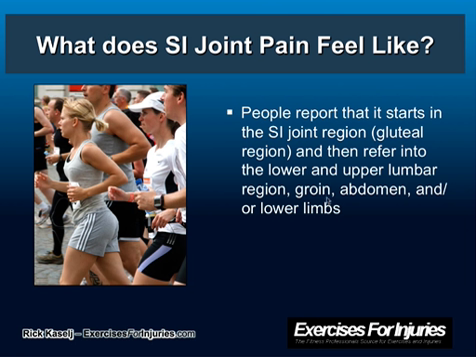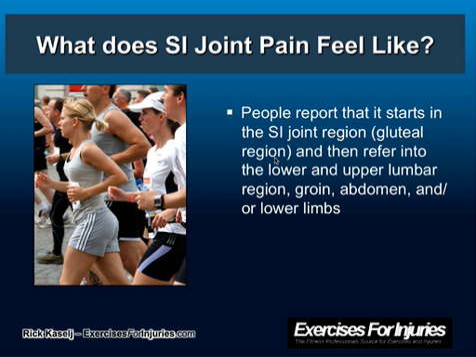So people report that it starts in the SI joint region, so the gluteal region, and then refers into the lower and upper lumbar region, groin, abdomen and or lower limb. So it can refer to other areas, SI joint injury and pain. You can end up having referred pain in other areas of the body, as opposed to just in that SI joint, sacroiliac joint area.